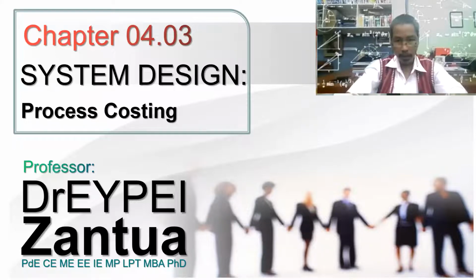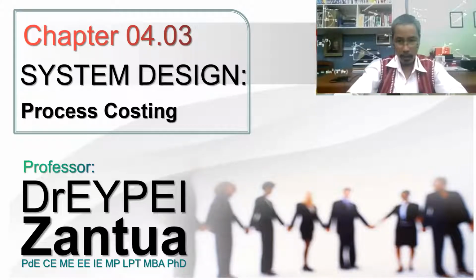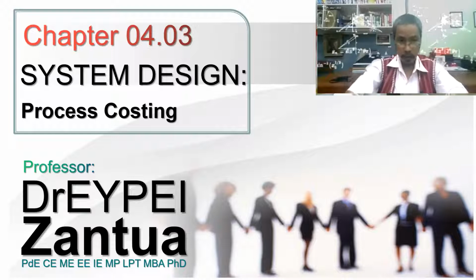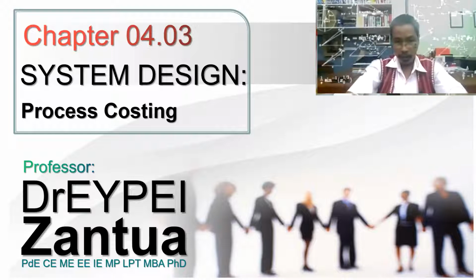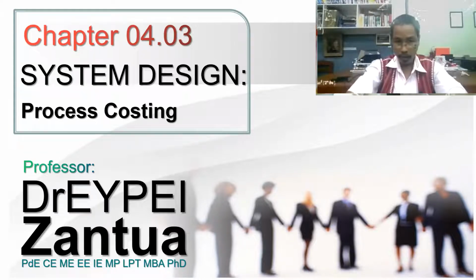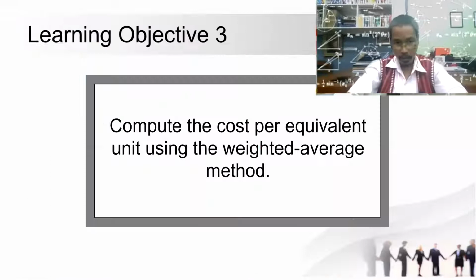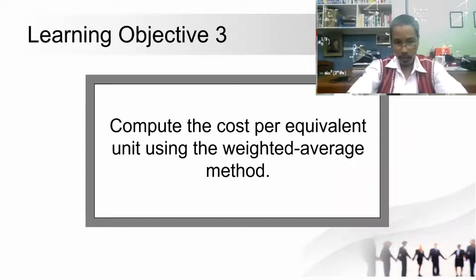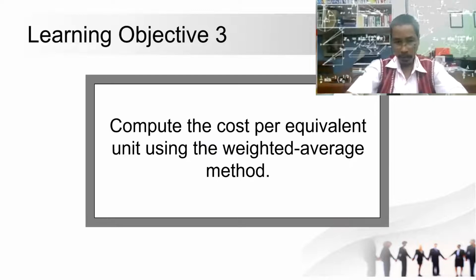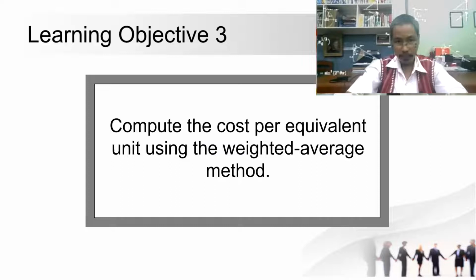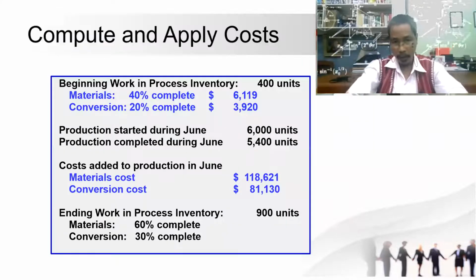In this video, let us take a look at the third module under Chapter 4, Process Costing of System Design. We have the learning goal: compute the cost per equivalent unit using the weighted average method. Cost per equivalent unit. So, compute and apply cost.